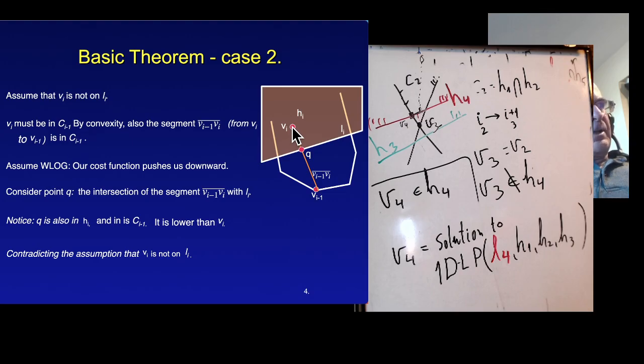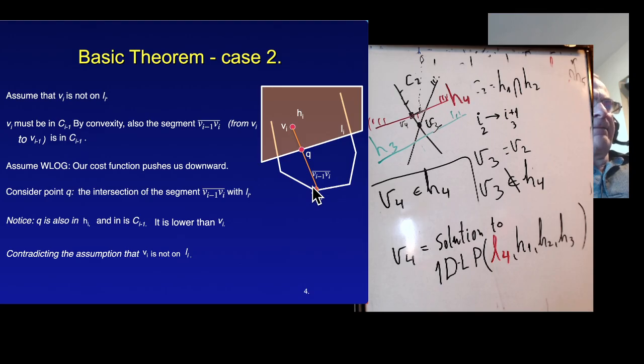Vi lies inside H1 because it's in the intersection of all the half planes. Vi minus 1 is also inside H1. What do we know about convex shapes? If I have 2 points that are inside H1, which is convex, then the whole segment between them is also inside H1. Every point of the segment is inside H1, and inside H2, and inside H3, all the way up to, not including, Hi. All the segment is inside Ci minus 1, but this Vi is also inside Hi.